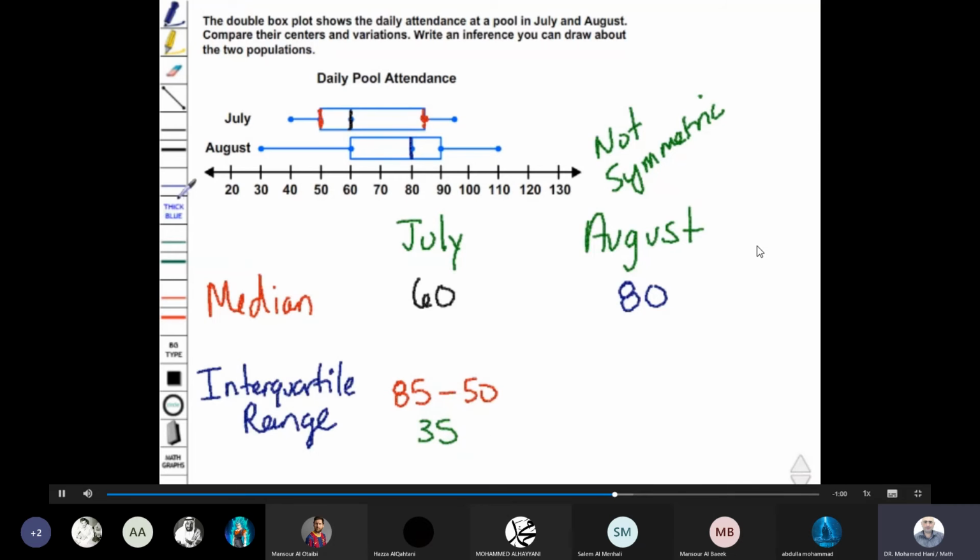Then let's take a look at August. So we have August, quartile 3 is 90, and our quartile 1 is 60. And so that gives us an interquartile range of 30.